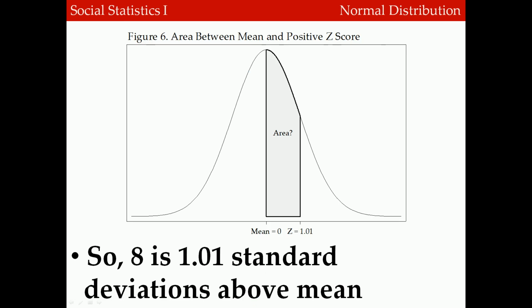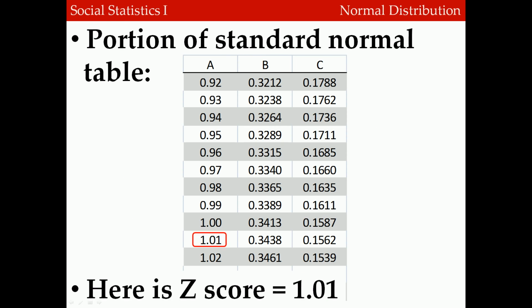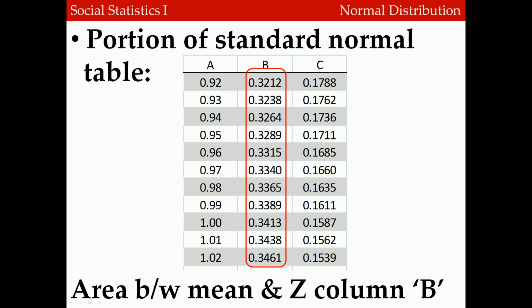Now we have to figure out what area corresponds to a z-score of 1.01. And we have to do that by figuring out which area in the table to use. And so we need to look up 1.01 in column A and figure out which column we should use. If we look up that z-score, 1.01, we have the choice between 2 columns, column B or column C. Which one is appropriate? Well, looking at our diagram, we can see that we're looking for an area between the mean, 0, and the z-score, 1.01. And so we use column B in the table.